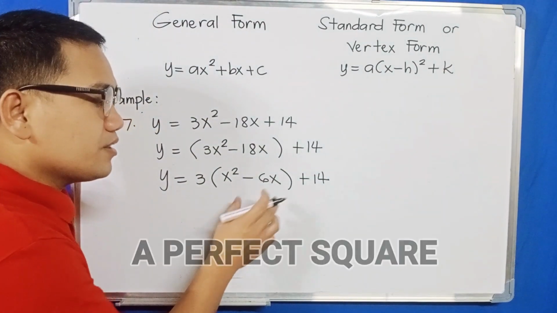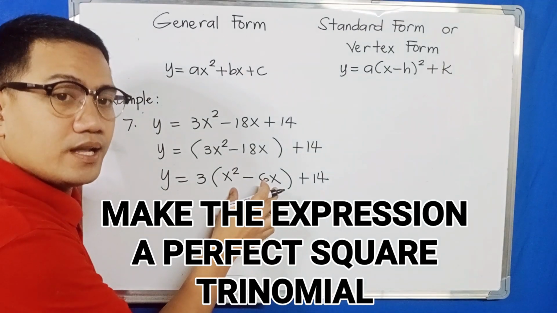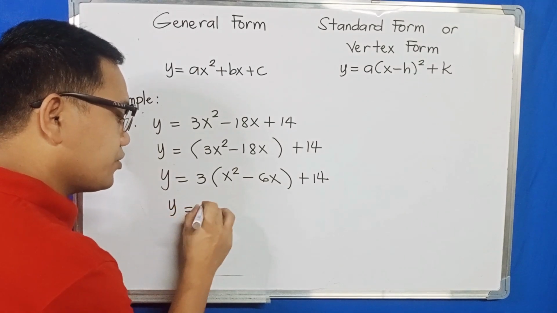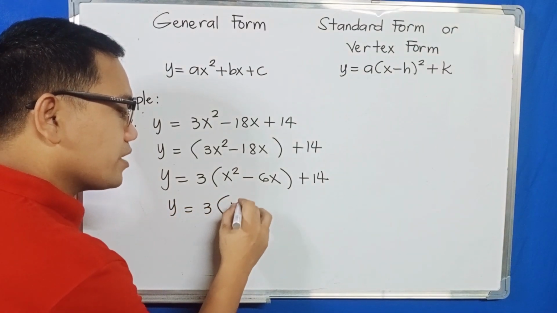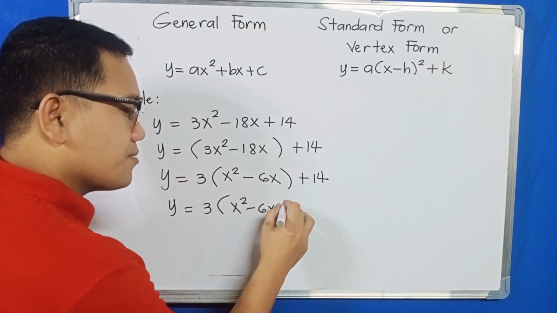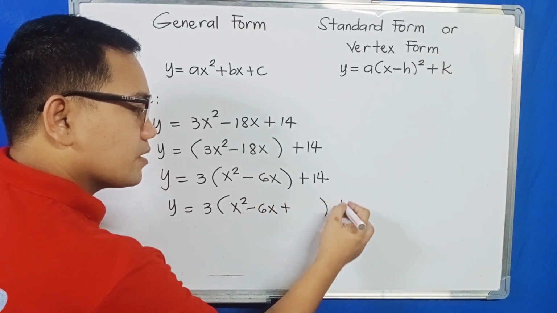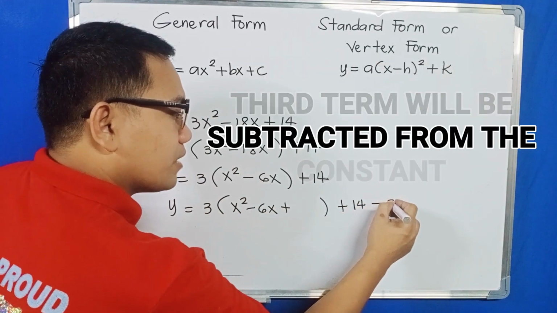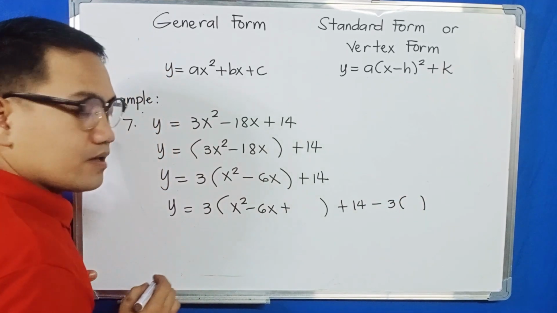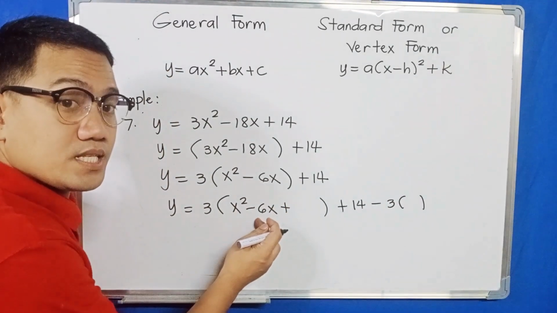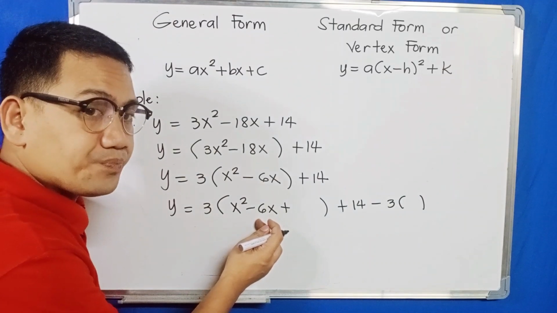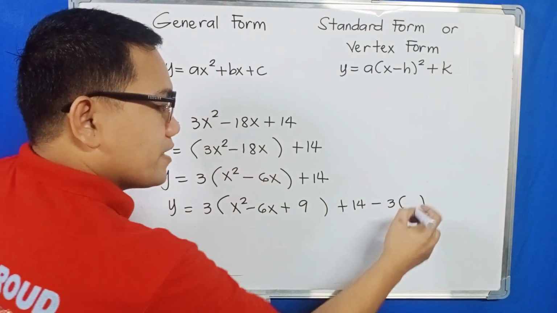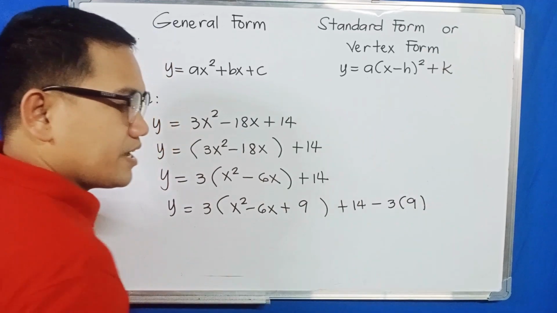Then, we will make the expression inside the grouping symbol a perfect square trinomial. That is, y equals 3 times the quantity x squared minus 6x plus our third term. And again, the third term will be multiplied to our a and it will be subtracted from our constant. So, half of negative 6, it's negative 3. Squaring it, that would be positive 9. So we will write 9 as well on this area.